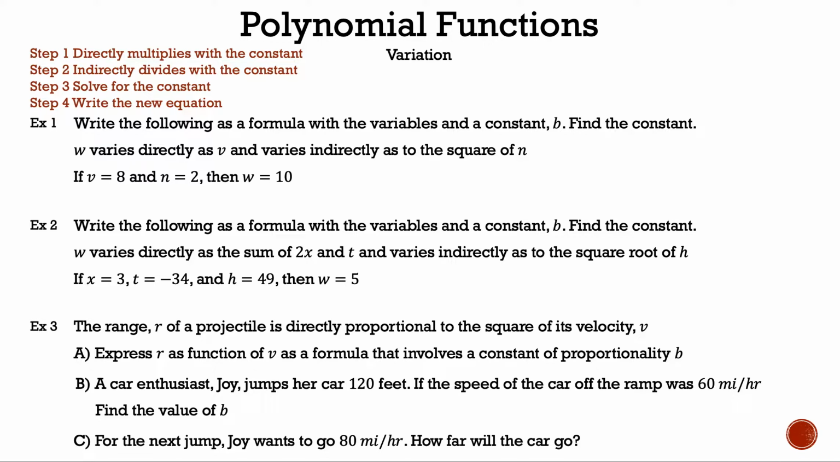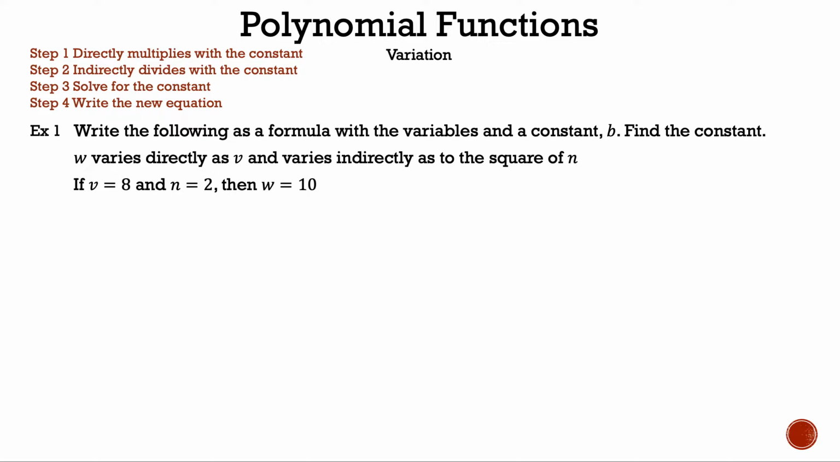Now, let's take a look at the examples we're going to discuss in today's video. Let's take a closer look at example 1. Now, let's read the steps. Step 1, directly multiplies with the constant. Step 2, indirectly divides with the constant. Step 3, solve for the constant. Step 4, write the new equation.